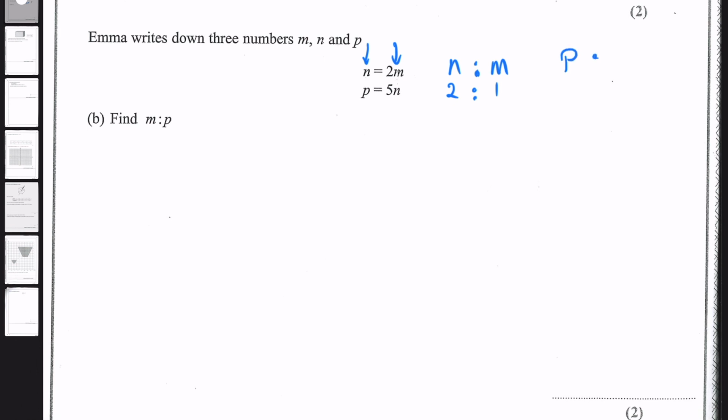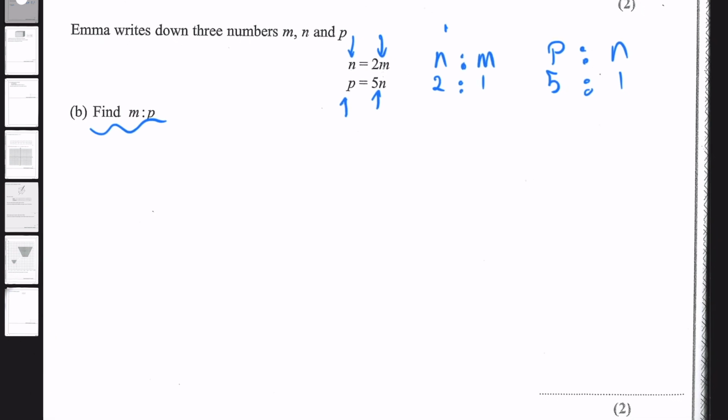Similarly, if I have the ratio of P to N, this says I've got to have 5 lots of N just to make one lot of P. So that means I know P has to be 5 times greater than N. Now, if I look at my question, the N is eliminated from the ratio, so I've got to do the same trick as I did last time. I've got to make N the same in both of our ratios like this.